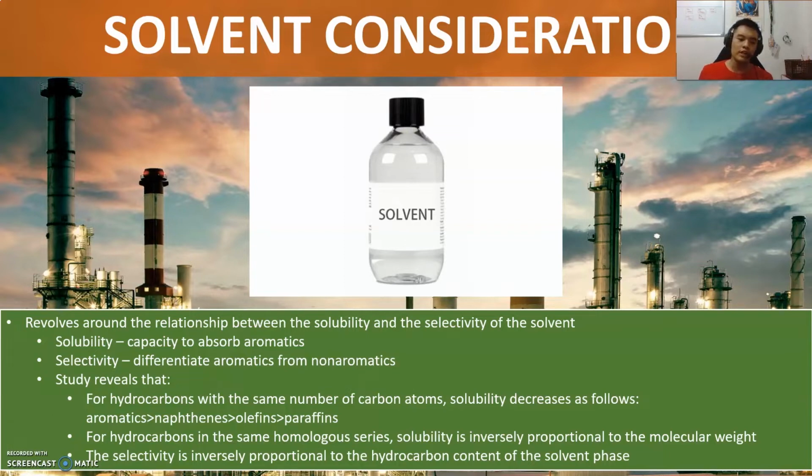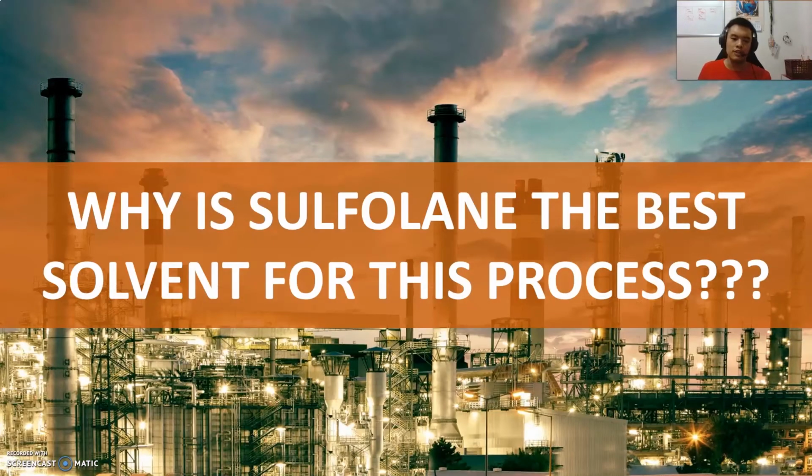Studies reveal that for hydrocarbons with the same number of carbon atoms, solubility decreases as follows: aromatics to naphthenes to olefins and then to paraffins. For hydrocarbons in the same homologous series, solubility is inversely proportional to the molecular weight, and the selectivity is inversely proportional to the hydrocarbon content of the solvent phase. But out of all the solvents in the world, the sulfolane process uses the solvent sulfolane, hence why it's called the sulfolane process in the first place.